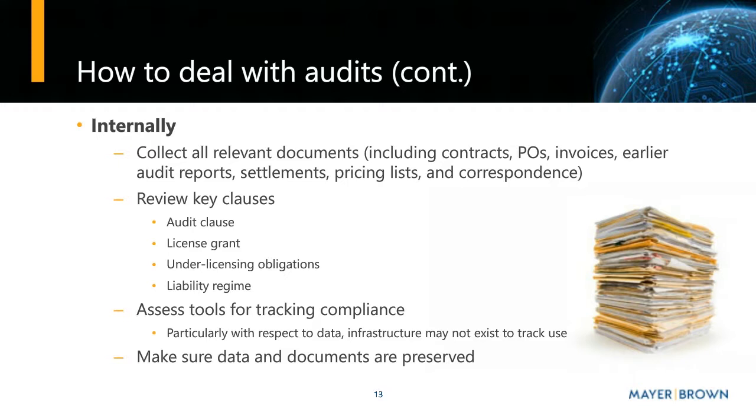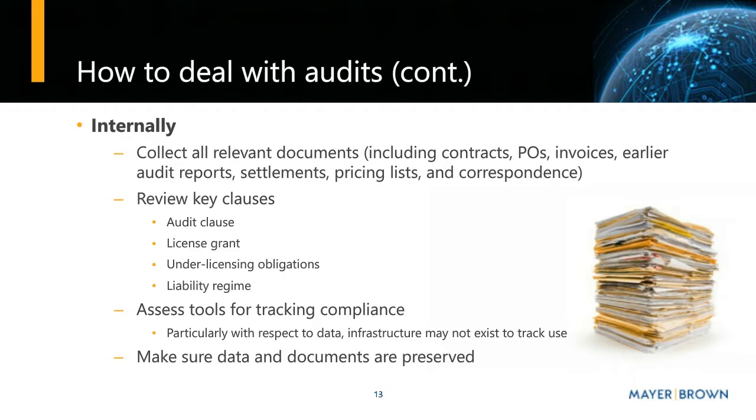To the extent that there are admissions on either side, it's important to look at that correspondence to understand what positions each side has taken with respect to, for example, the interpretation of a particular contract clause. And turning to those contract clauses, you do want to get a handle on the key clauses in the governing agreement. The audit clause, for sure, to understand the scope of what the vendor has the right to do. The license grant, of course, so that you understand what rights you have, what rights you don't. What are the obligations in the event of any under-licensure? And what is the liability regime?